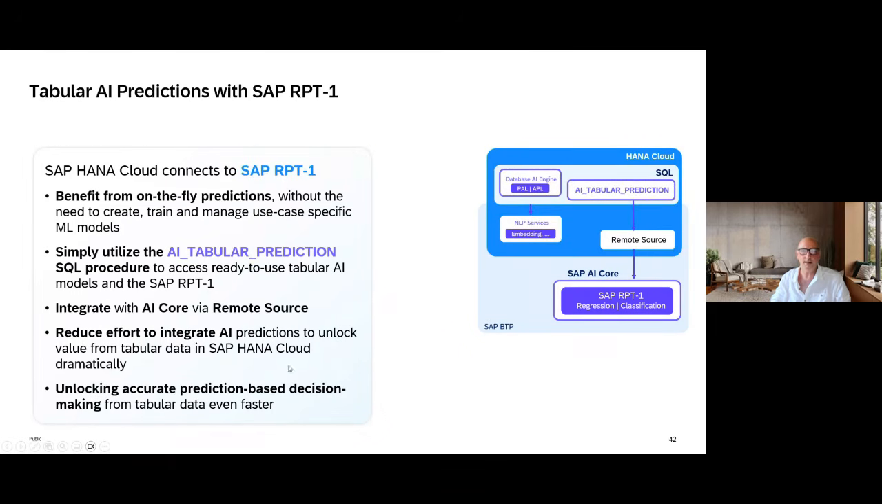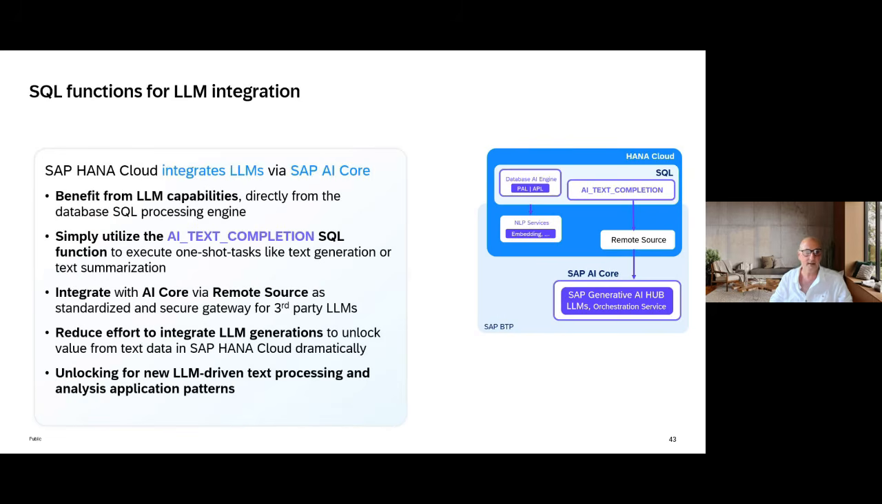So let's look at the predictions using RPT1. RPT1 is SAP's tabular foundation model, which allows to generate on-the-fly predictions using this general foundation model, where we only need to provide context to the actual prediction. We don't need to train a machine learning model, manage the lifecycle of a machine learning model. We can simply call out to this RPT1 and then receive and manage and work with the predicted values. Pretty nice. And we'll see that in a second in a demo.